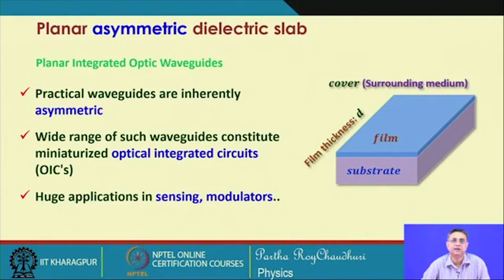We will see that in planar integrated optical waveguides and optical circuits, most of the practical waveguides are inherently asymmetric, because even with computer controlled systems and all the advanced fabrication technology, the waveguides are usually to some extent asymmetric. Sometimes they are deliberately made asymmetric, and a wide range of such waveguides constitute miniaturized optical integrated circuits, what we call ICs, which is the most abundant and huge application of these waveguides in sensing, in modulators, and in telecommunication nodes, junctions, and integrated optic devices.